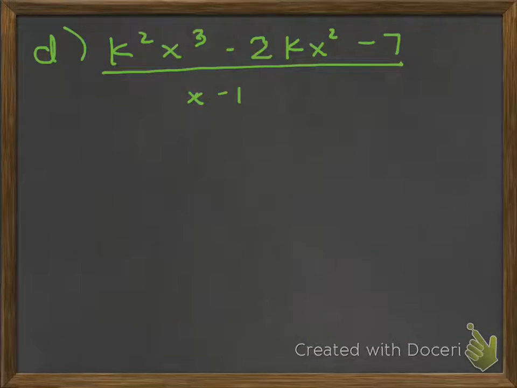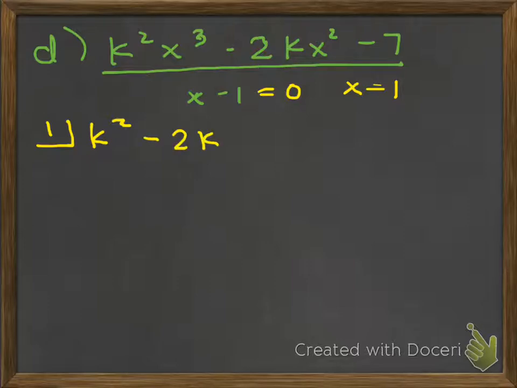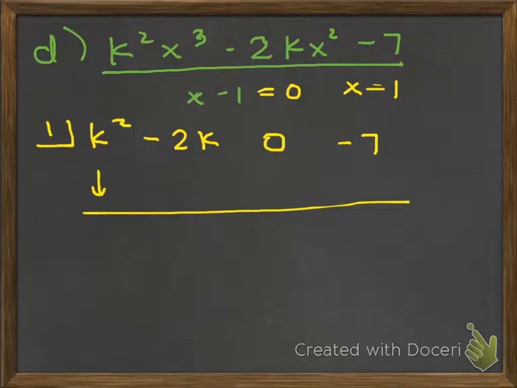Letter D is a little different in the fact that you know what I'm dividing by. If I set this equal to 0, x equals a positive 1. So in my box is a positive 1. What's different this time is the coefficients. They are variables. So I have k squared for my x cubed term. For my x squared term, I have minus 2k. Notice I don't have an x term, so I'm going to put a 0 for a placeholder. And then I have minus 7. And we're going to do the whole thing that we did before again, highlighting what the remainder is.